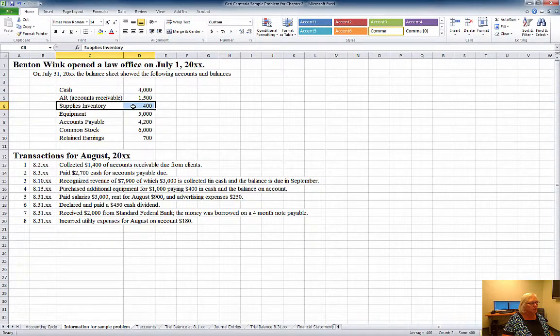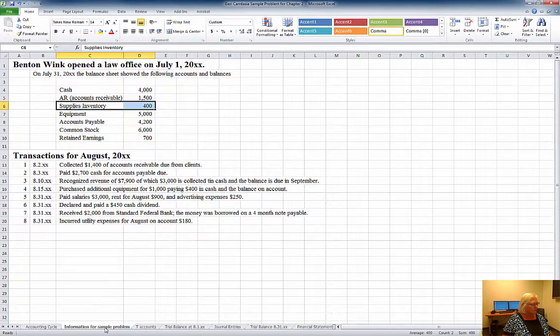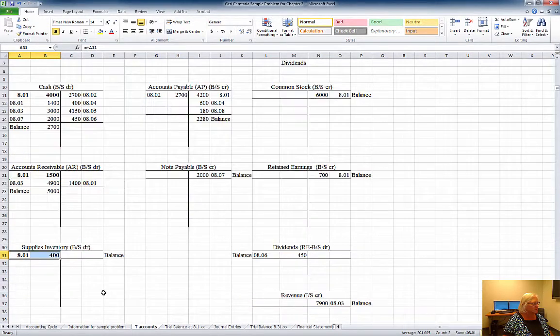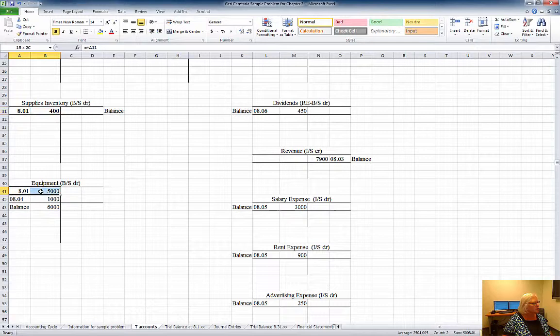Supplies inventory is an asset on the balance sheet. It has a debit balance of $400. So I have my beginning inventory of supplies at $400. Whoops, I want bold. Equipment has a $5,000 balance. That also is an asset account. Let's see, did I keep going down? Yeah, I did. Okay, so equipment has a debit balance of 5,000.